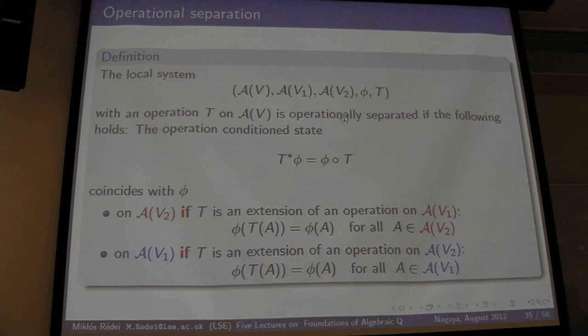So precisely, this system is called operationally separated in the following clause. The operation conditioned state, this state of the large system, coincides with the original state on AV2 if T is an extension of an operation on AV1. And it coincides with the original state on AV1 if T is an extension of an operation on AV2. In other words, I call the system operationally separated if that operation, if it represents an operation that was carried out here, leaves that system state in that way. And if it represents an operation which was carried out here, leaves that system state in that way. If this is the case, then I call the system operationally separated.